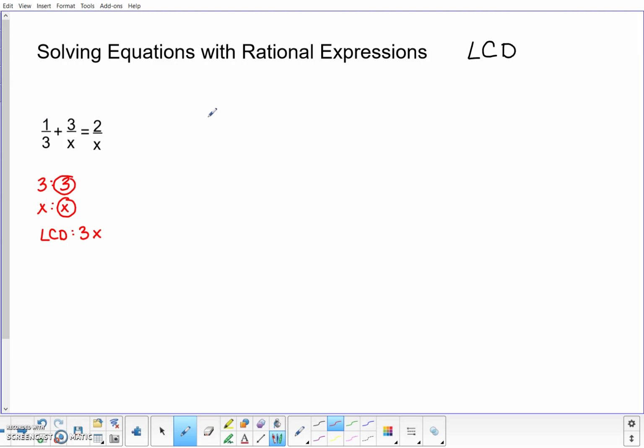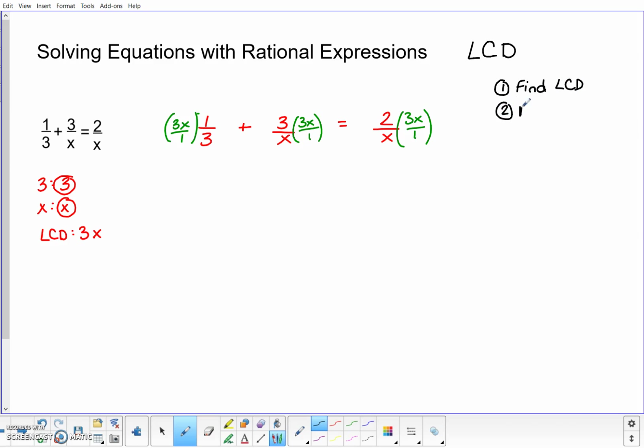So what we are going to actually do is take our whole equation, and I like to write it kind of spaced out so I have room next to it, and we're going to take each term times 3x over 1. We're going to multiply the whole equation by the least common denominator. The really cool thing that multiplying by the least common denominator does for us is it's going to eliminate your denominators. So the first thing we have to do is find the LCD. Then we multiply by our LCD. Then we're going to do the canceling step, and this is the cool part.